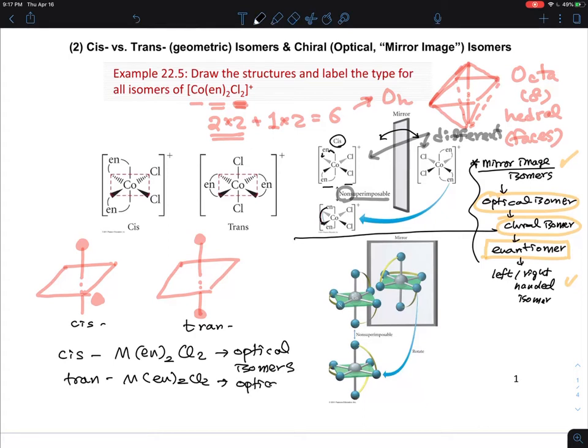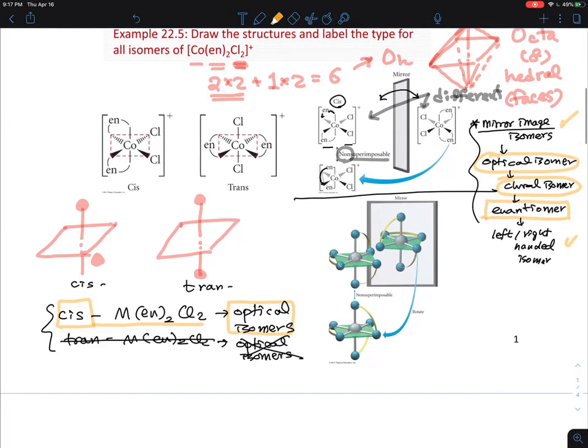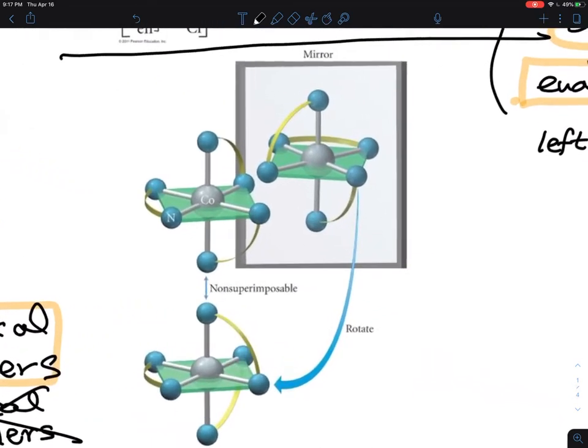So optical isomers are not possible for the trans. Okay, so this one, optical isomer is not possible. I can even scratch that out. But only the cis form of this compound can have optical isomers. And there's one more. This is a slide. I will blow it up for you guys to see it.